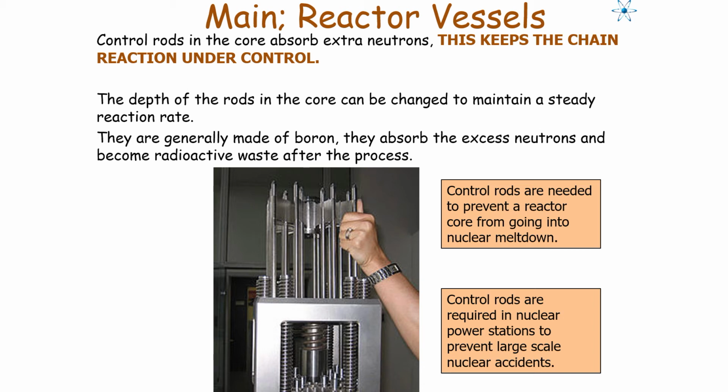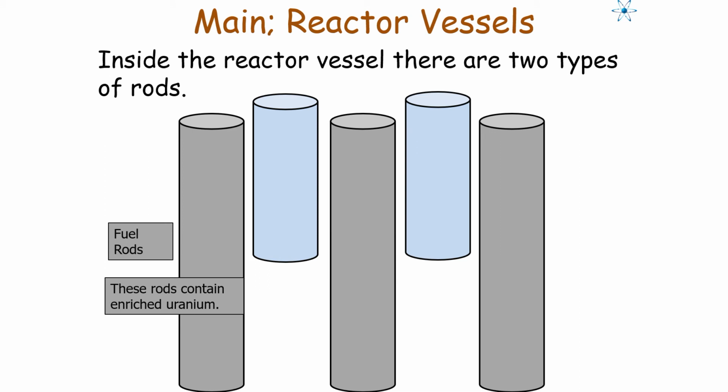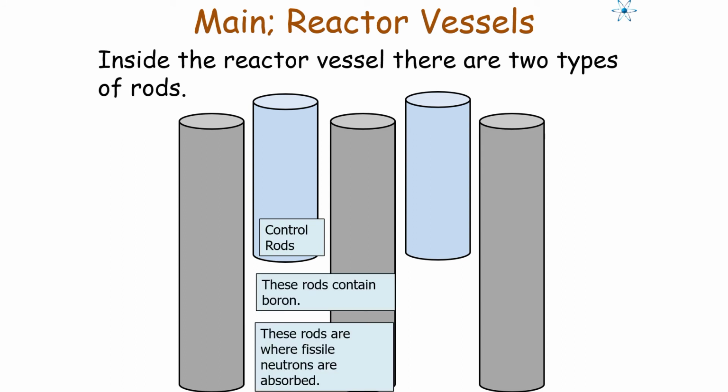Now, we generally make them out of boron because they're really good at absorbing excess neutrons, and these control rods become radioactive waste after the fission processes take place. So in your reactor vessel, you've got two types of rods. The fuel rods, which contain enriched uranium, which tends to be uranium oxide. In these rods, the fission process takes place. You've also got the control rods, which are made from boron, and this is where the neutrons in the process are absorbed.